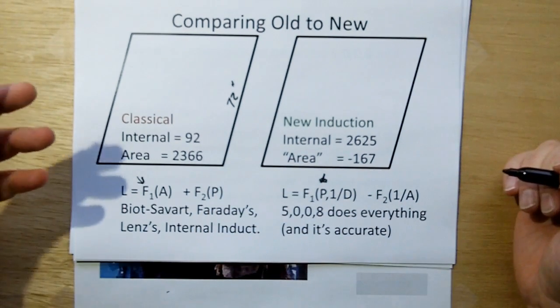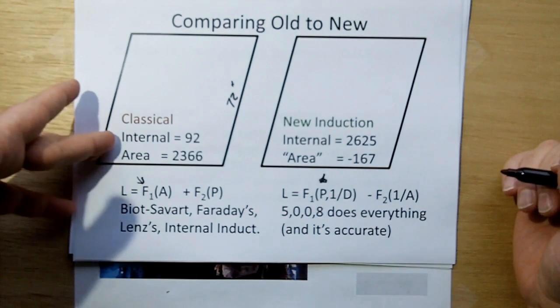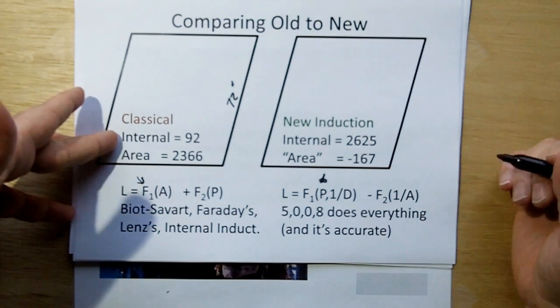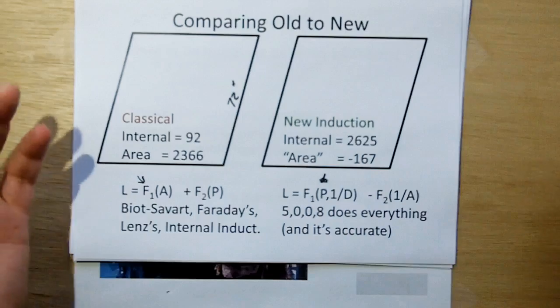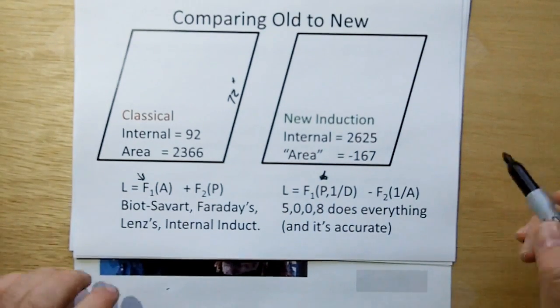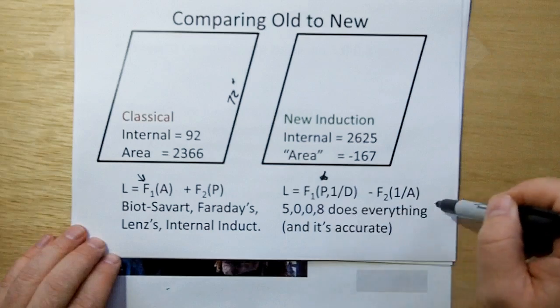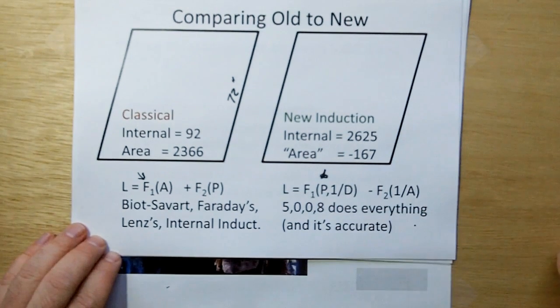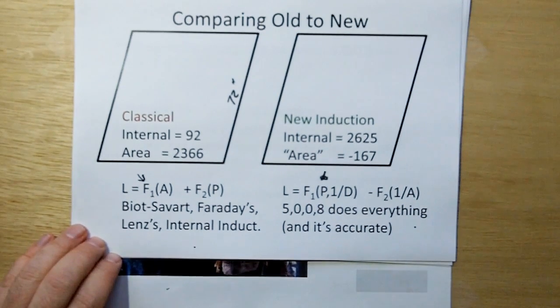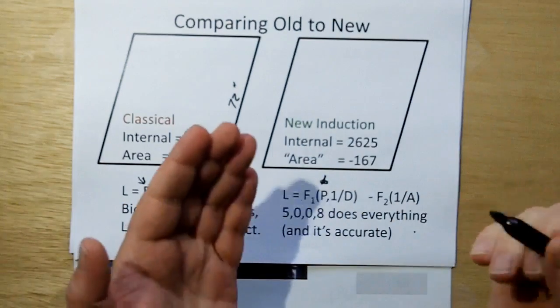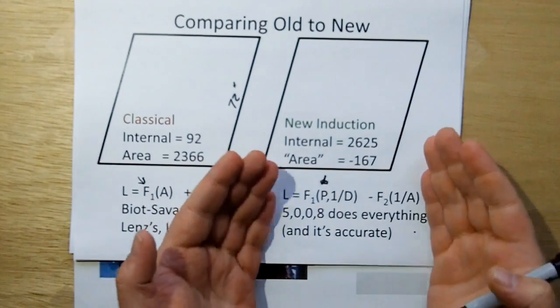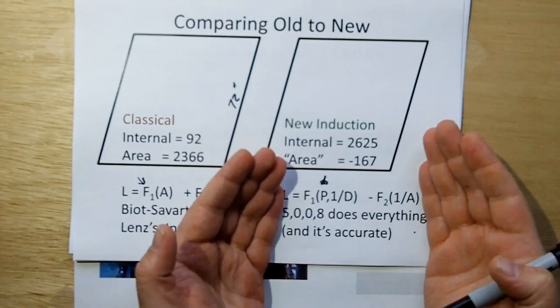So the irony is that in classical theory, the internal inductance is minuscule, whereas in new induction, the internal inductance is dominant. See how we got stuff, we always get stuff back, and you'll find out when we get there that 5008 does all of this. And it comes out with very accurate answers, very conceptually simple answers. None of this jumping through hula hoops with classical theory where you need Biot-Savart, Faraday's, Lenz's law, and the internal inductance model, which is not any of those. Okay, so we're replacing everything with a simpler model that does everything, and it gives us good answers.